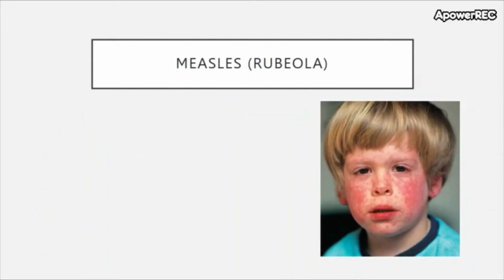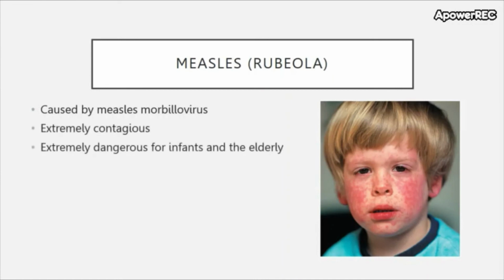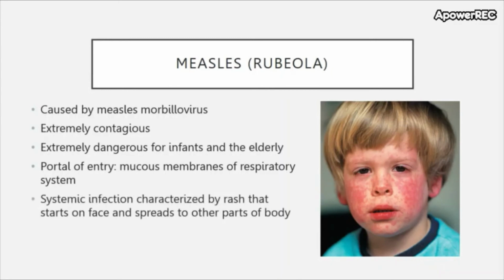Next up is measles or rubeola, which is not the same as rubella. They are caused by different viruses. It's caused by measles morbillovirus. It's extremely contagious. It's extremely dangerous for infants and the elderly. And the portals of entry include mucous membranes of the respiratory system. A systemic infection is characterized by a rash that starts on the face and spreads to other parts of the body.